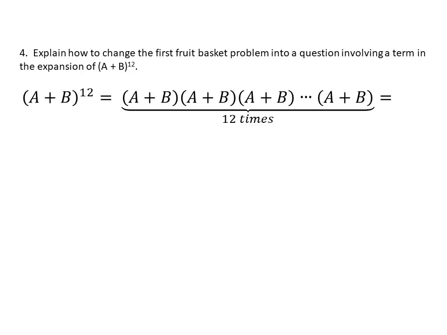If you use the binomial theorem and write it out, you will notice that we have 12 fruit baskets, each with an A and a B in them. So what we're really looking at is one term in the expansion of the quantity A plus B to the 12th. It's the term that I've highlighted there.